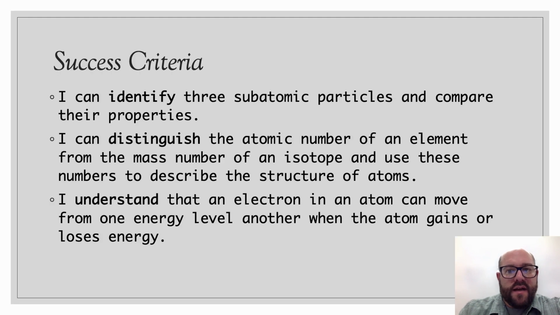To succeed in the atomic structure lesson, you will need to be able to identify 3 subatomic particles and compare their properties, distinguish the atomic number of an element from the mass of an isotope and use these numbers to describe the structure of atoms, and understand that an electron in an atom can move from one energy level to another when the atom gains or loses energy.